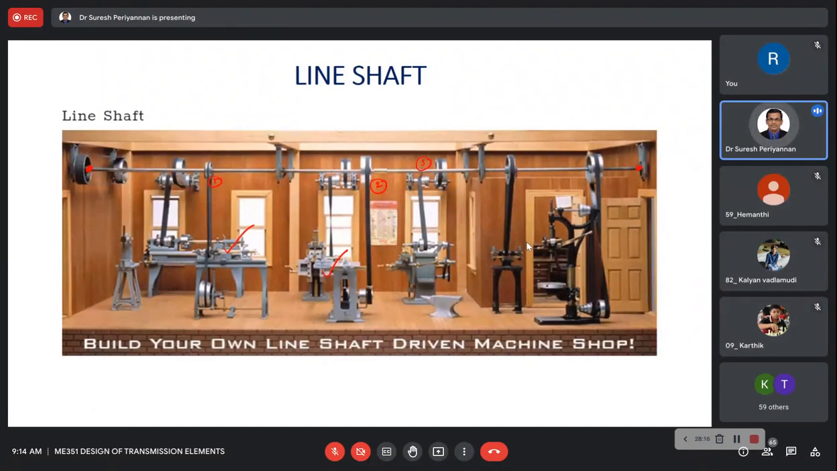The similar line shaft mechanism we are mostly using in the rice mill. If you go to any rice mill, you can see the long line shaft connected to the main power motor or engine. From that, the line shaft will be connected to multiple mechanisms to drive them at a time. So that is the line shaft application.